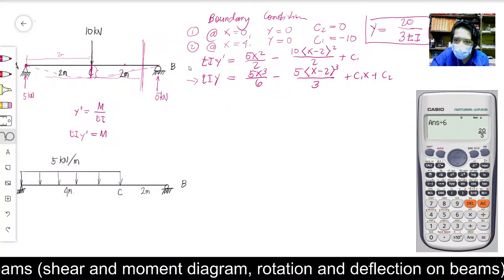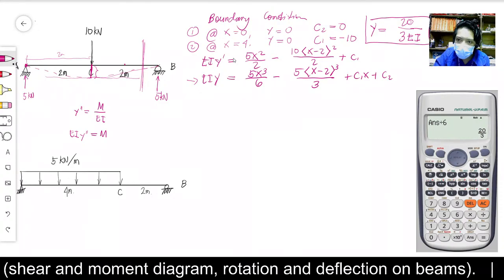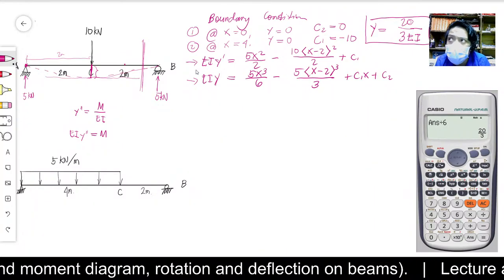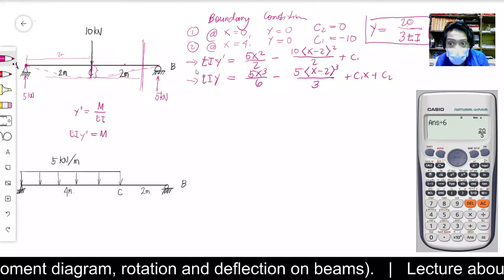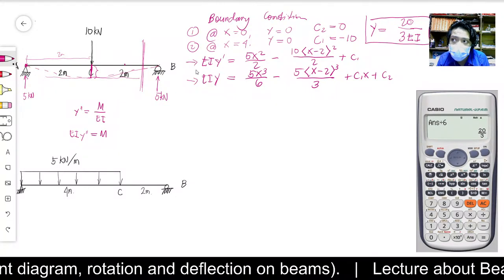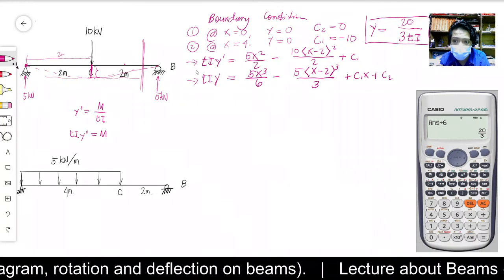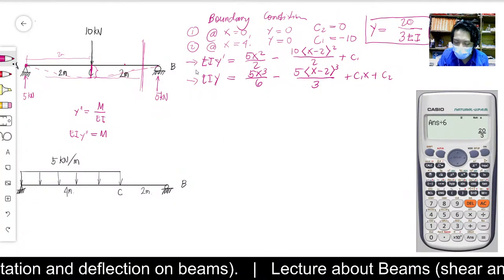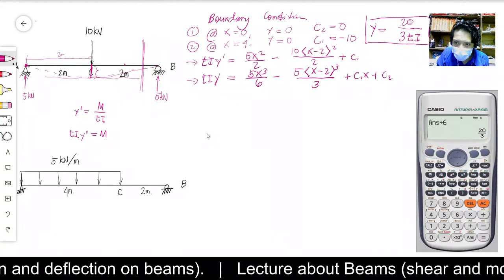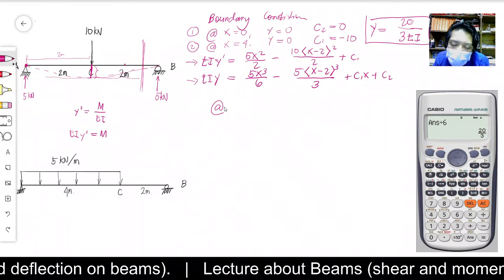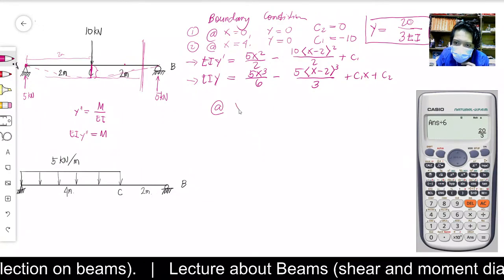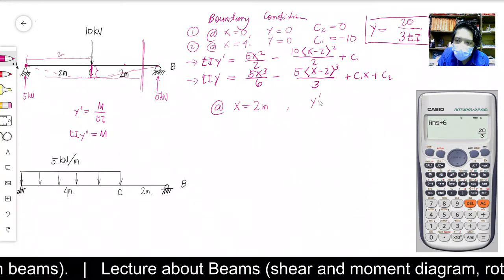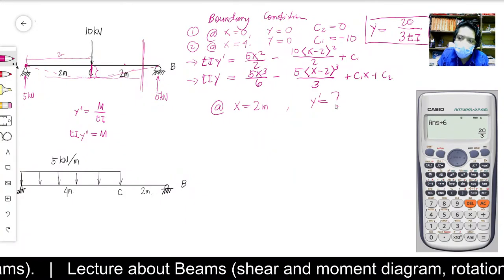Since we are solving for the slope, the equation we will use is this one right here. Take note, y prime, from differential calculus, is the slope of the function. Y prime is the rotation. So let us solve for the rotation at point C. What's the value of x at point C? X is 2 meters. What we are solving for is y prime.